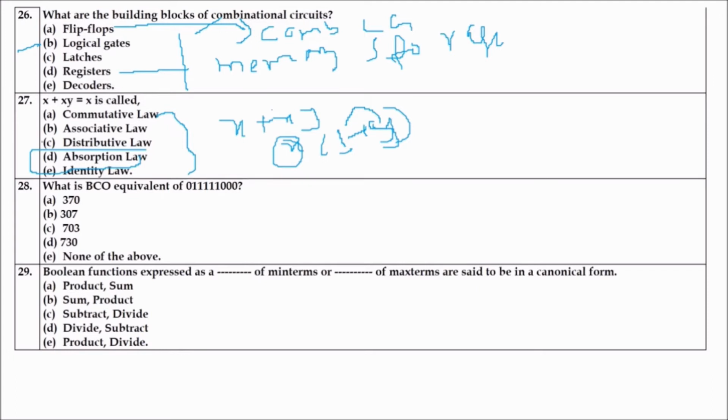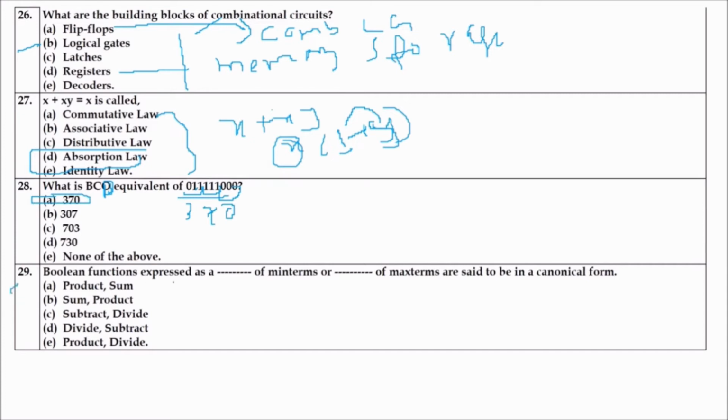Next is, what is BCD of this one? This is a binary value, so you have to answer the BCD, that is binary coded decimal equivalent of this value. So how are you going to answer this? See, you have to just format it like this, 3, 3, 3. So what will be the first value? It is 3. What is this value? 1 plus 2 plus 4, that is 7. What is this value? 0. So what our answer will be? Can we take this value? Yes, of course. 370 is the correct answer.